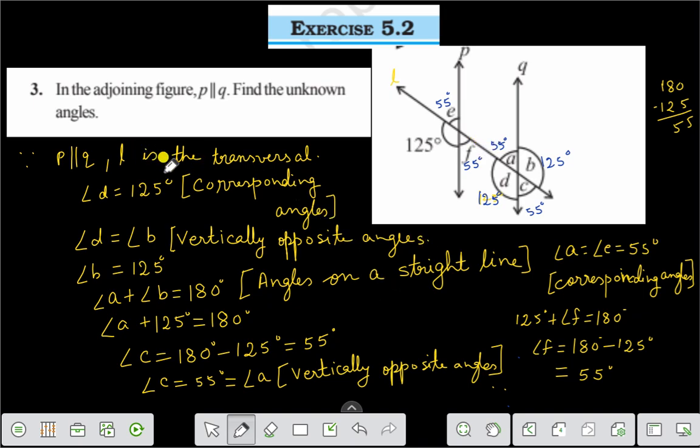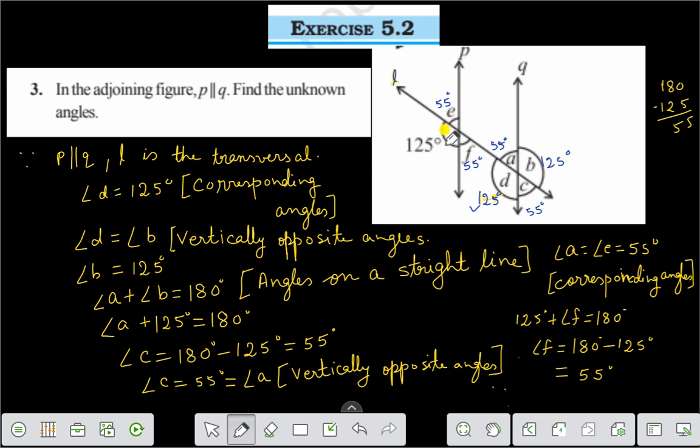Find the unknown angles. Here you see that P and Q are parallel lines, and suppose this L is the transversal, right? Now here you see that this angle will be equal to this angle because these are corresponding angles. This is 125 degrees, that angle D is also 125 degrees because these are corresponding angles, right? Now here you see D and B, these are equal angles. Why? These are vertically opposite angles. This is 125 degrees also, right?